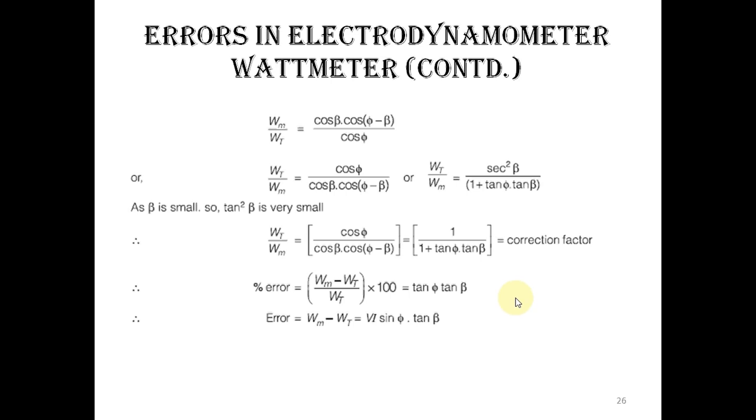Okay, now this much error is introduced. You may be astonished why sin phi is coming. You see, Wt is VI cos phi, and the term is tan phi tan beta. If cos phi is multiplied with tan phi, you will get sin phi.